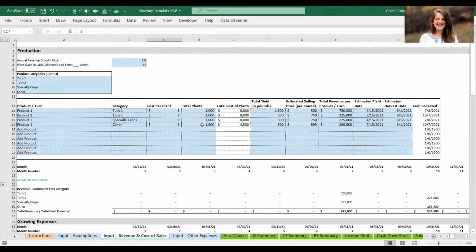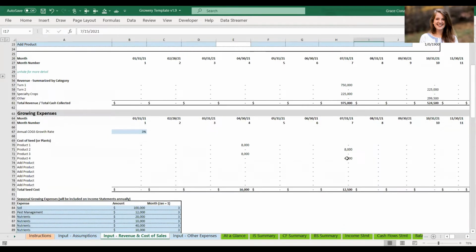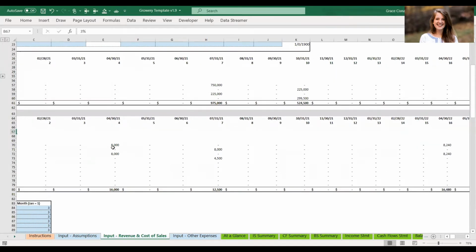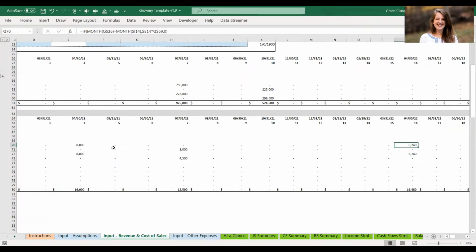For this last item here, we have $3 per plant and $1,500, so our total cost is $4,500. And this should fall in July. And there's our $4,500 in July. And again, this is going to repeat each year following the annual cost of goods sold growth rate. So there's that $8,000 in year 1, turns into $8,240 in year 2, etc.